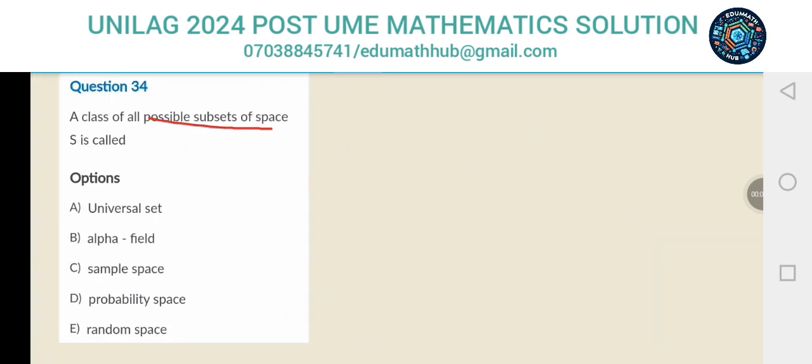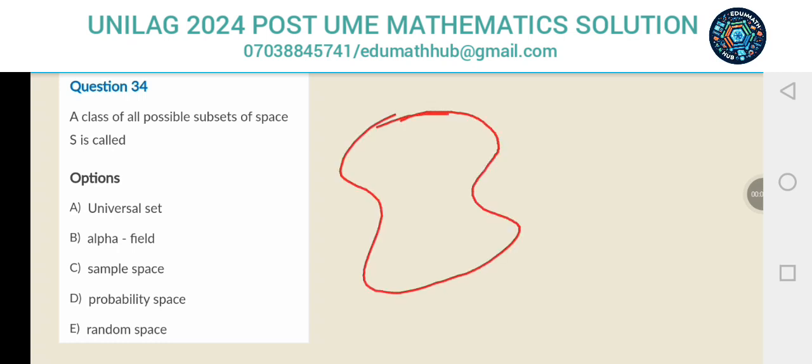For this next question, we're told that a class of all possible subsets of a space S is called what? What we're trying to ask is: the set where you can pick all the subsets of a set is called what?